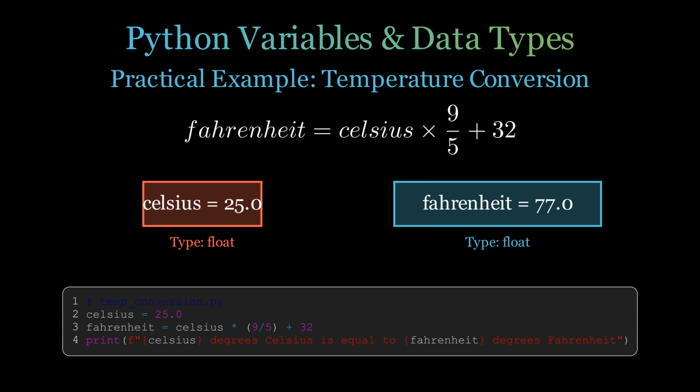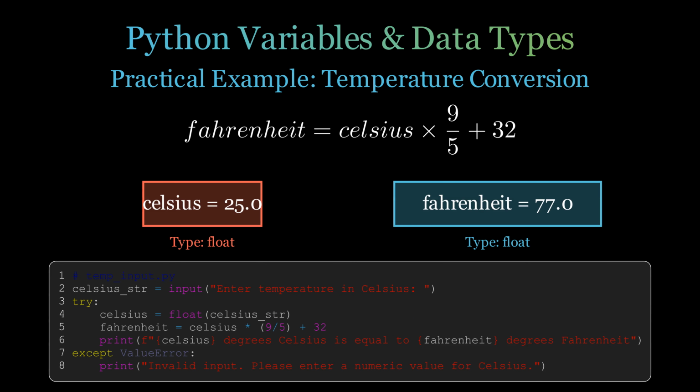Here's the actual Python code that would perform this calculation. Notice how we use descriptive variable names to make the code more readable. In a real program, we might get the Celsius value from user input, which would come as a string that we'd need to convert to float before doing the calculation. This demonstrates how type conversion happens naturally during program execution.